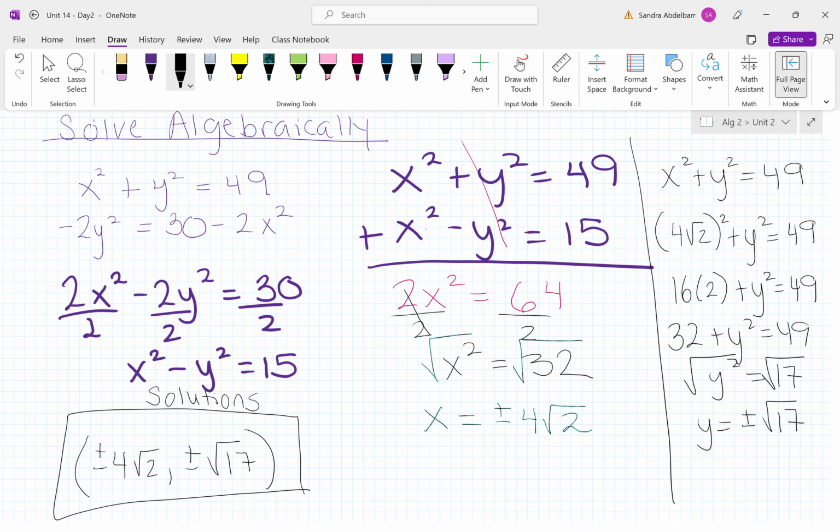Oh, so one more. If we're solving algebraically, do you want us to estimate the solutions? For solving algebraically, should we estimate this? Never. When you're solving algebraically, I want the most accurate solution, which is the radical.